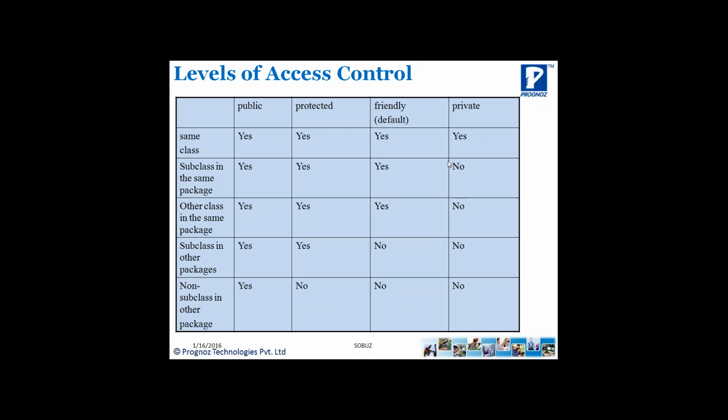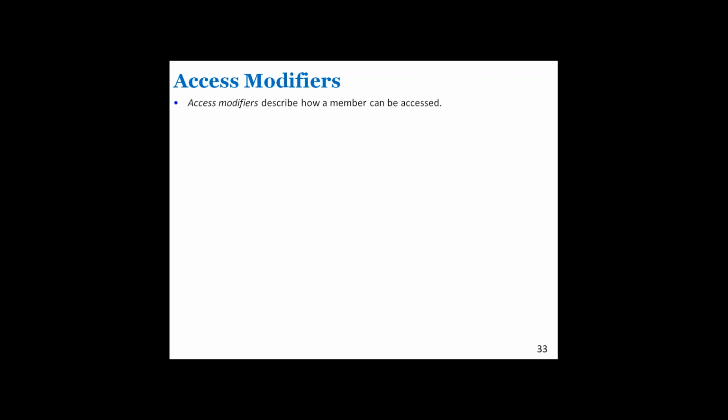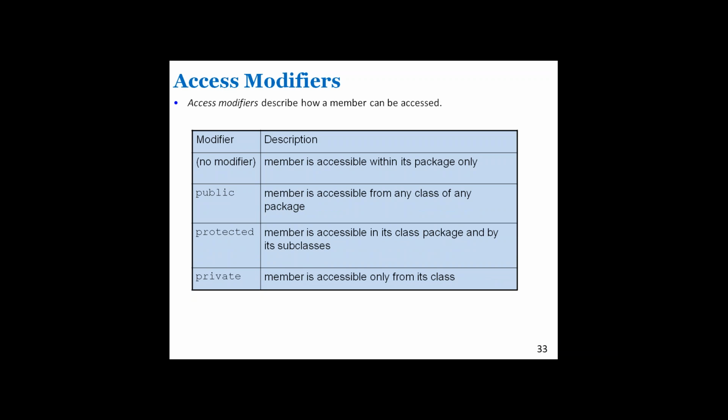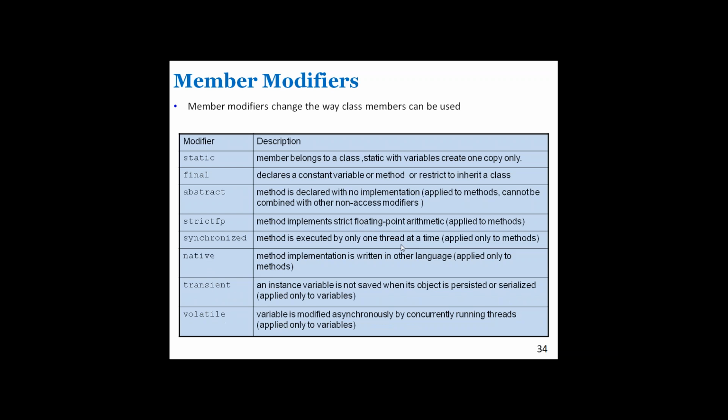Okay, I pause for just 2 seconds, just check after it. So this is how access control works. Access modifier determines how a member can be accessed. A member with no modifier, which is the default, is accessible within its class and package, and public is accessible by its subclasses too, and a private member is accessible only from its class. And member modifiers change the way. This is what we are going to see here.